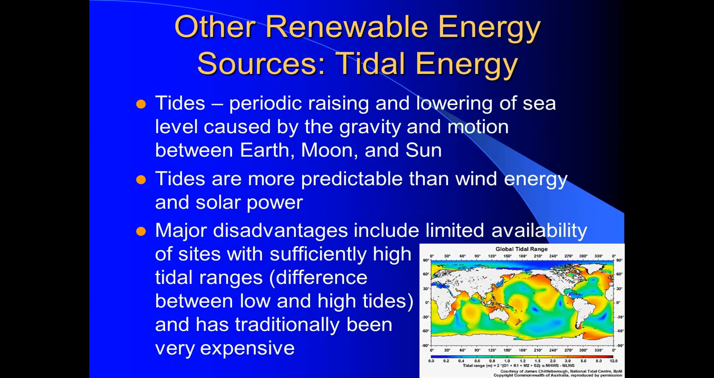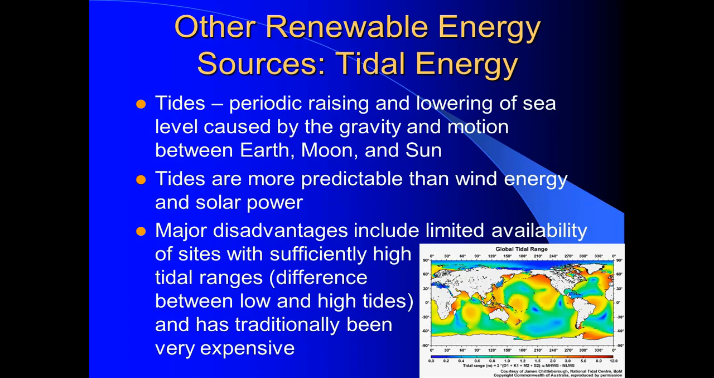Now, I also wanted to talk about other renewable energy sources. And we've already talked about tides before, guys, but let me bring this up again. Remember, tides are the periodic raising and lowering of sea level that are caused by both the effects of gravity and motion between those three planetary bodies of the Earth, the Moon, and the Sun. Now, here's the good news. Tides are much more predictable than wind or solar energy.